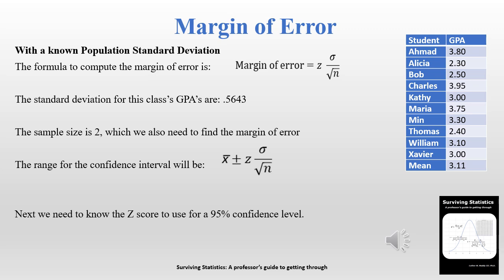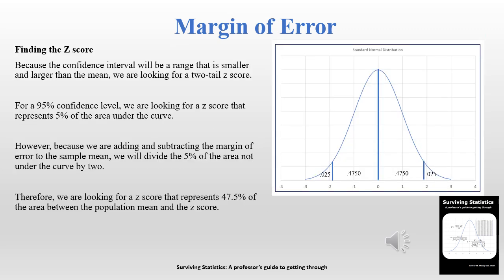95% confidence level. Because we're dealing with a range that is going to be lower and higher, we're looking on both sides of the mean that we computed. In this case, this is going to be a two-tailed test. So for a 95% confidence level, we're going to have 2.5% at each tail. And so we're going to be looking for the z-score that equates to an area under the curve of 0.4750.